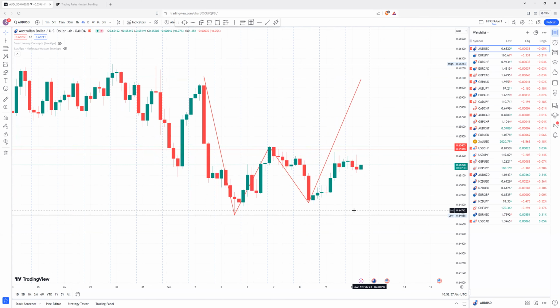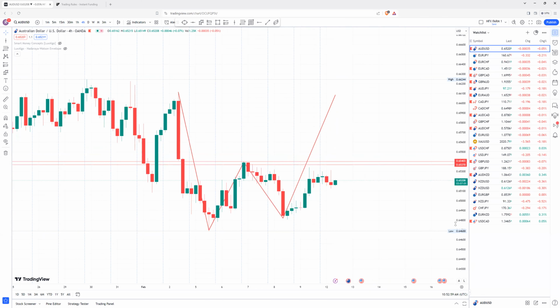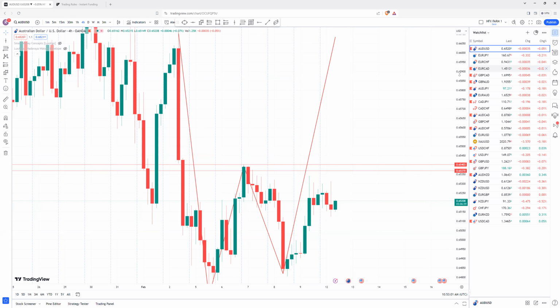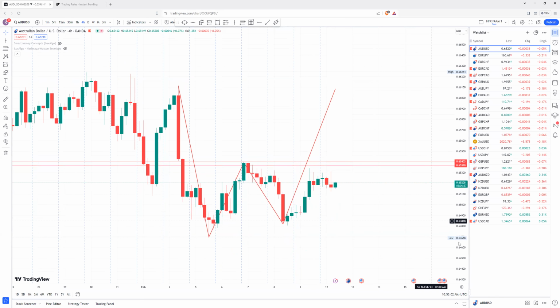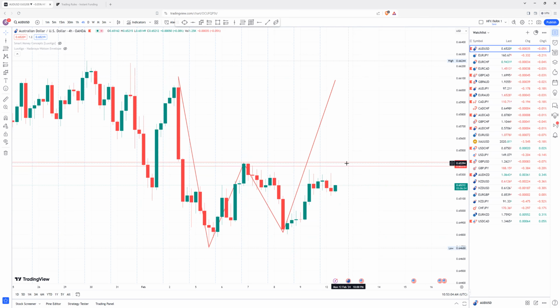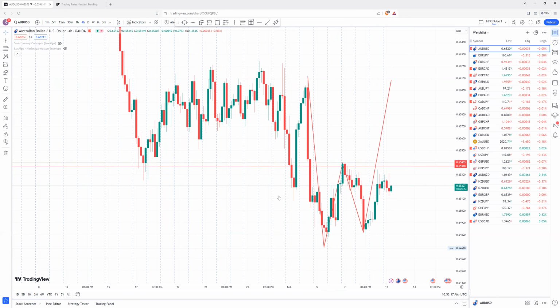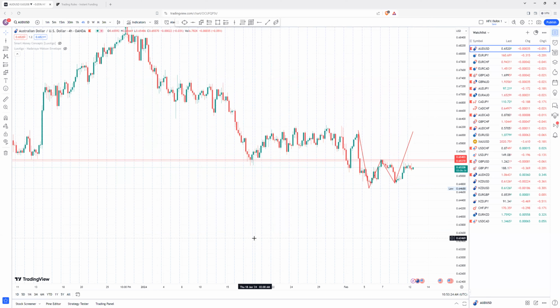This particular pair, AUD USD, will be buying throughout this week. We'll see more of buying. But it will get to this area and make some consolidation because of these liquidities that we are seeing right here before continuation to the upside. We'll see it making a continuation to the upside with AUD USD.